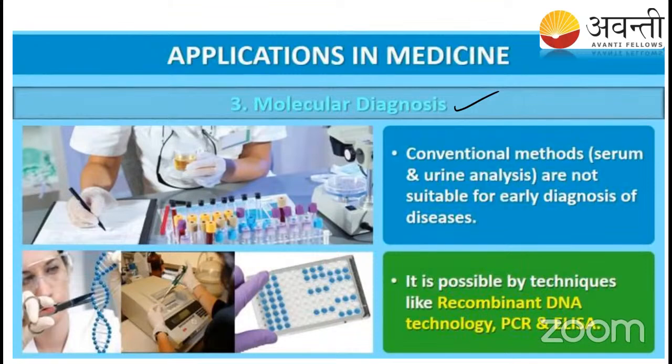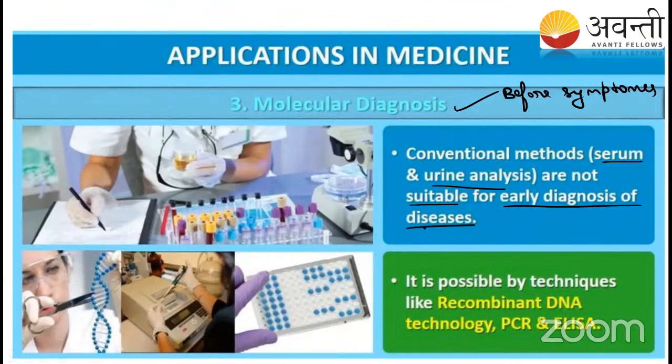For example, take the RT-PCR test for corona. If the person is not showing any symptoms, he can still be positive for corona. It will show even when the viral titer is very, very low. On that time only it will show whether the virus was there or not. So in the diagnosis process we do this before symptoms. The conventional methods, serum and urine analysis, are not suitable for early diagnosis of the disease.